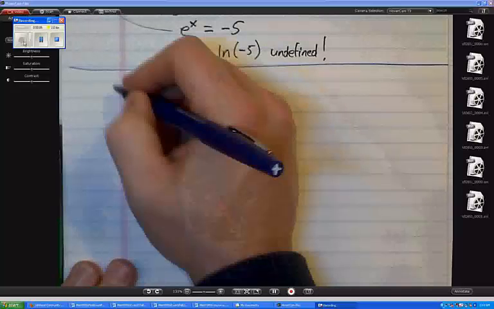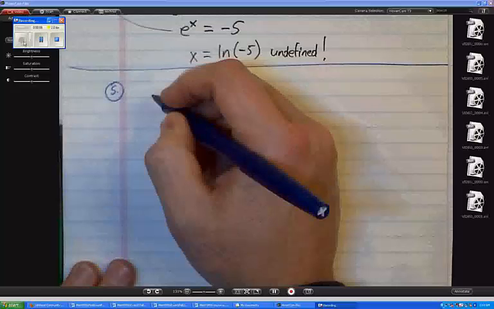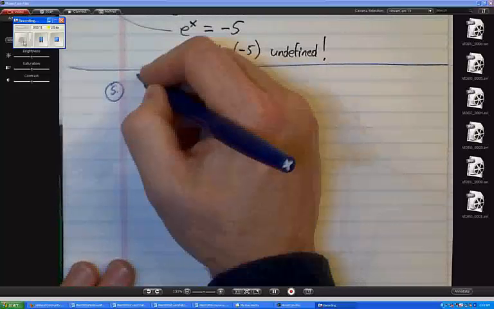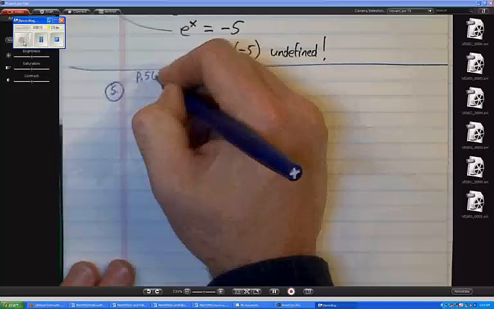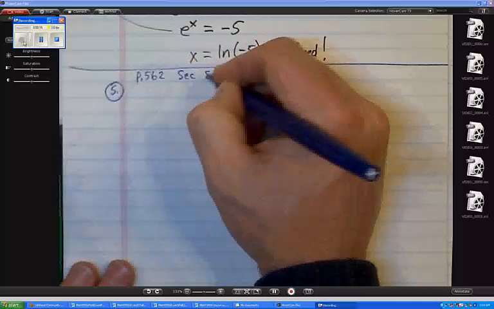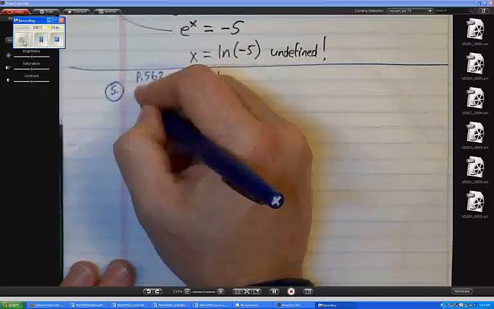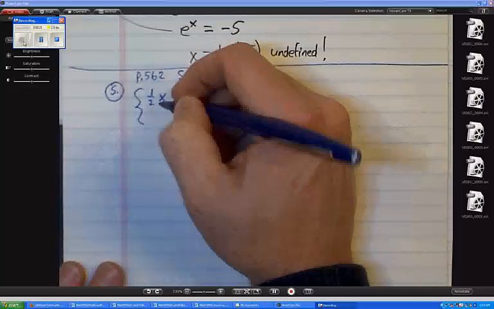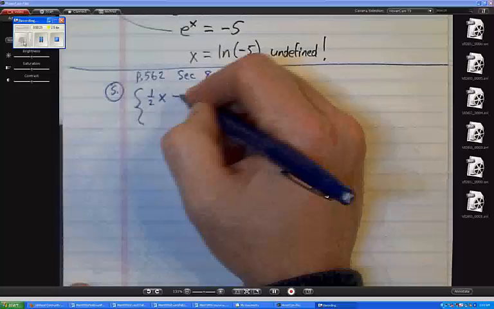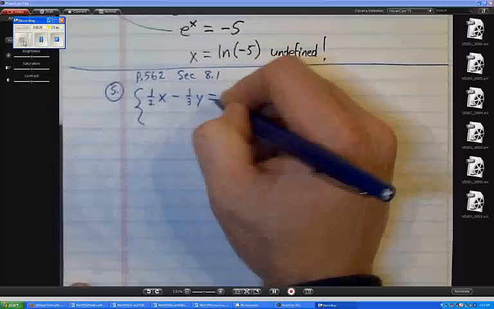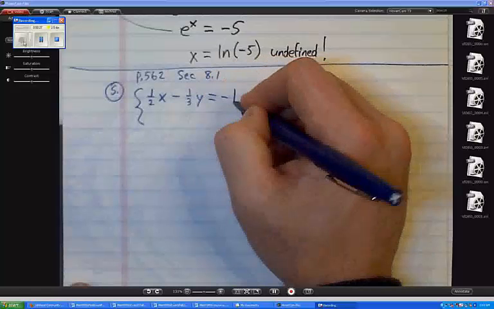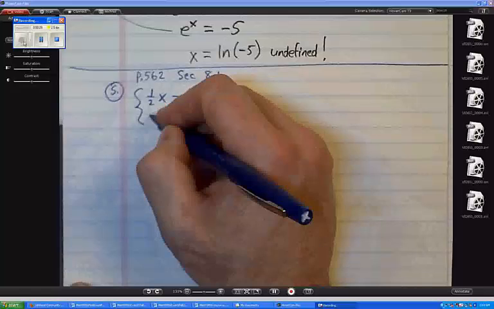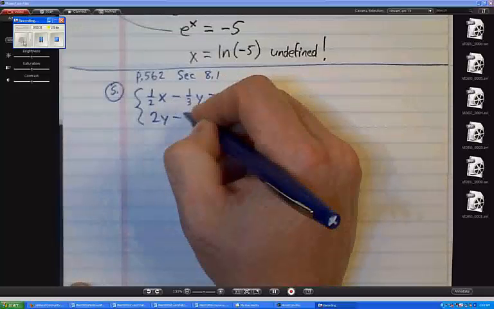So let's see, number 5. And this is page 562, section 8.1. So here you have a system of equations. 1/2 x minus 1/3 y equals -1. And then 2y minus 3x equals 6.